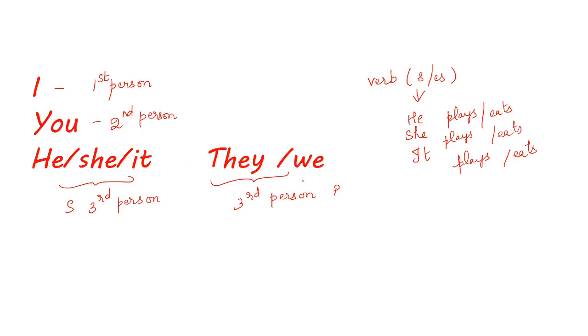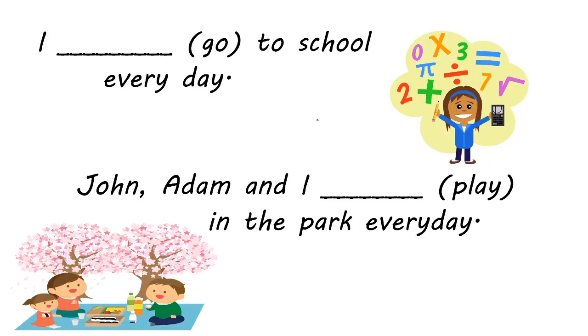So this rule is applied for simple present tense. So I hope now you're clear with this. So I have a few questions here. I dash to school every day. So in case of I, we are just going to use the verb as it is. So I go to school every day.